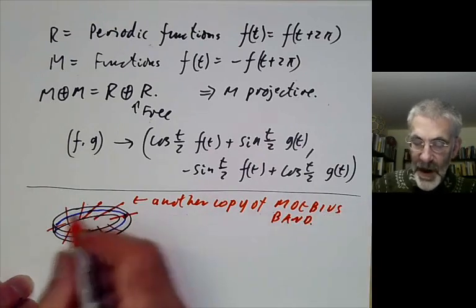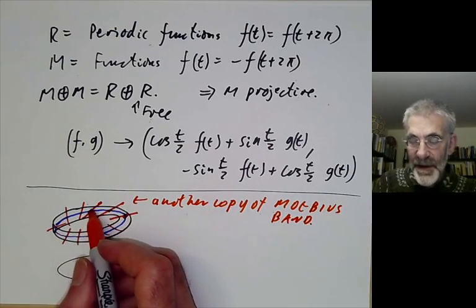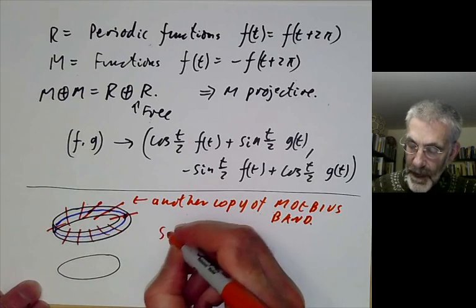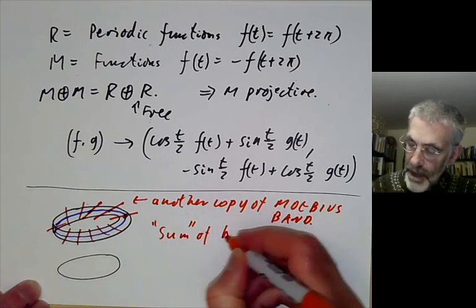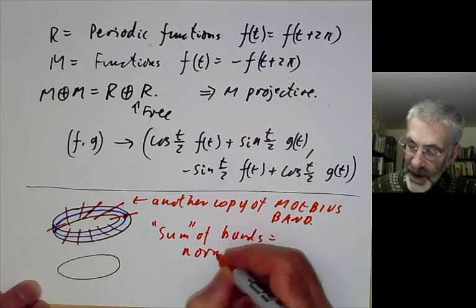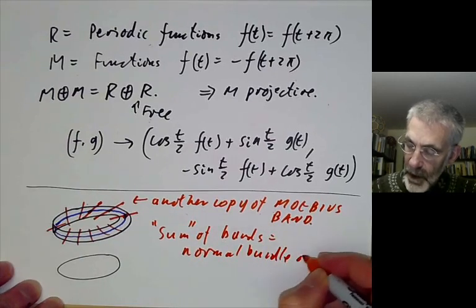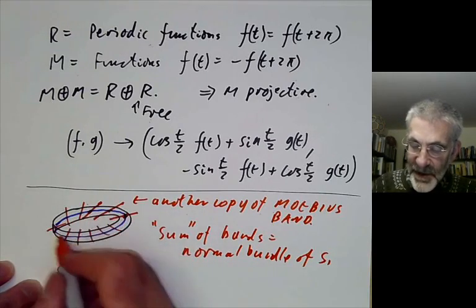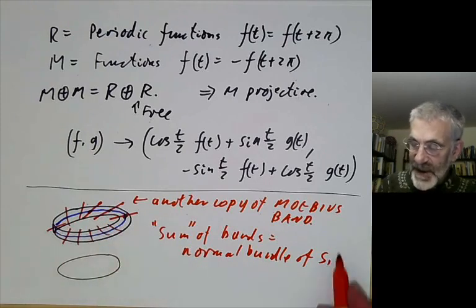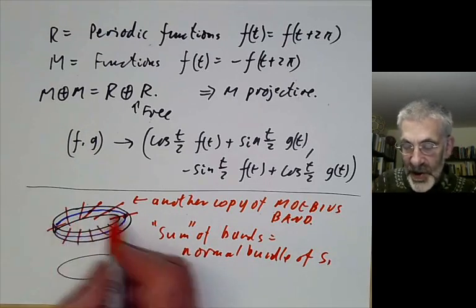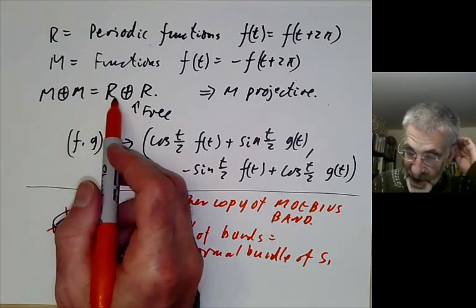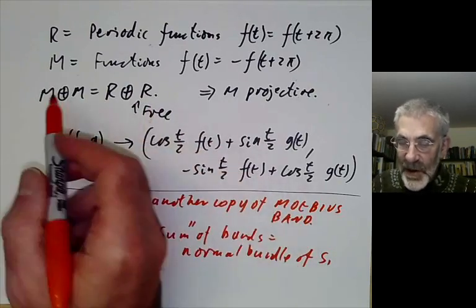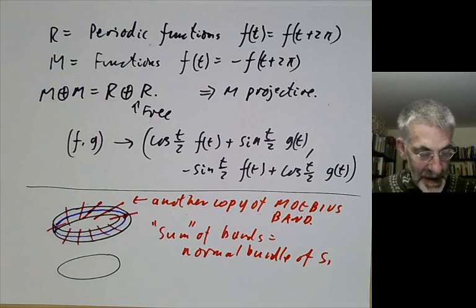And the sum of these two Moebius bands, by which I mean at each point you take the direct sum of the two copies of R corresponding to the Moebius band, is just the normal bundle of the S1 lying in the centre of your first Moebius band. And the normal bundle of S1, it's not difficult to see, is just a trivial bundle, so it corresponds to the sum of R plus R. So there's either a geometric or an algebraic way of seeing this equivalence.